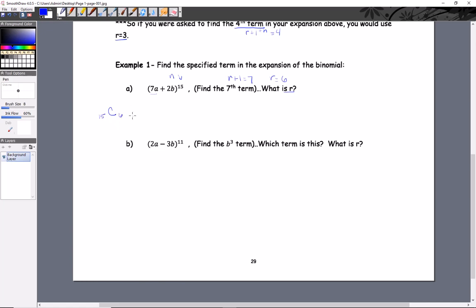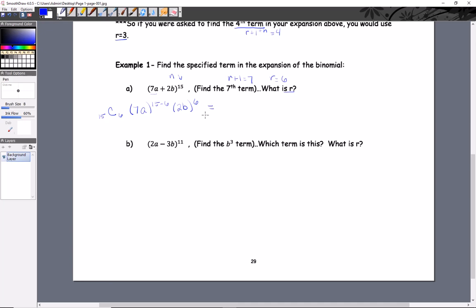All right, that'll generate a number. And then we have 7a, and that'll be to the 15 minus 6 power. And then times 2b, and if it's a minus 2b, bring the negative with it, and that'll be to the r power, which is 6.